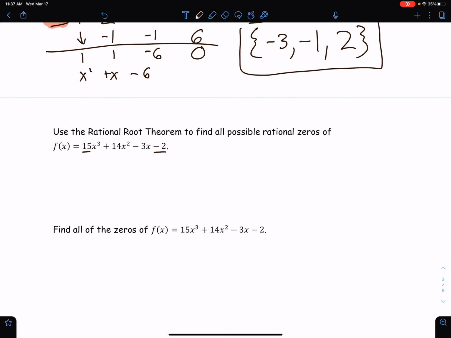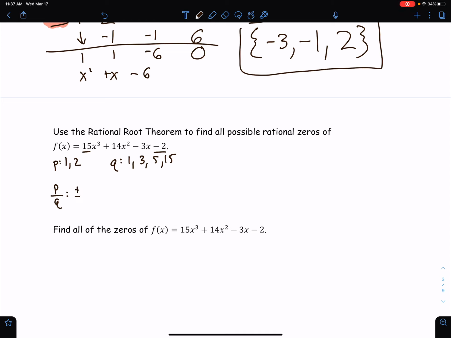Remember, P is the constant. So P would be 2 or negative 2 if you want to think of it like that. So P would either be 1 or 2. And then Q would be the factors of 15. So we could have 1 and 5, and 1 and 15, and 3 and 5. So we have 1, 3, 5, and 15. So when we do every way we can write P over Q, remember it could be all the integer combinations. So every single one has a plus or minus.